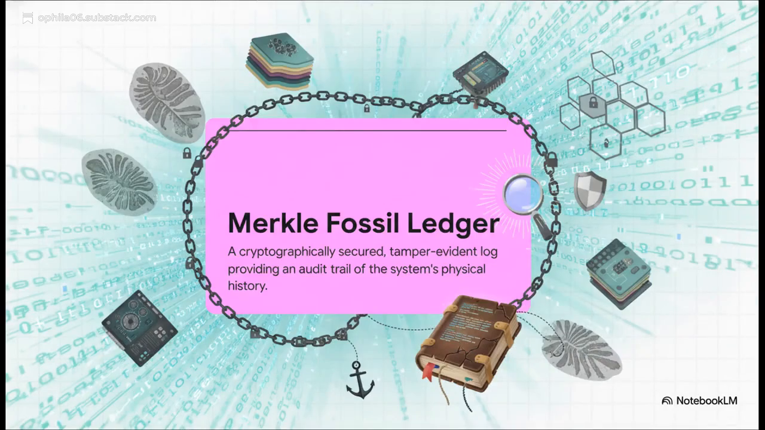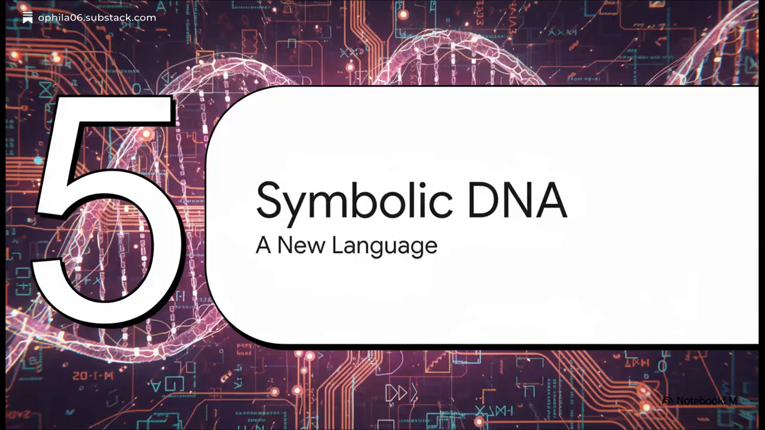So where do all these validated truths go? They're stored in something called a Merkle fossil ledger. Now, this isn't just some simple log file. It's a highly secure digital logbook that uses cryptography to create a unique digital fingerprint for every single entry. This creates a chain of events that is completely tamper-proof. Think of it like a ship's log for the system's physical life, a perfect audit trail of everything it has ever decided is real.